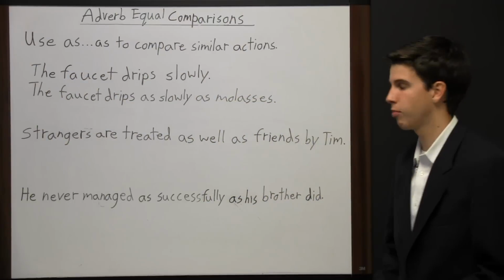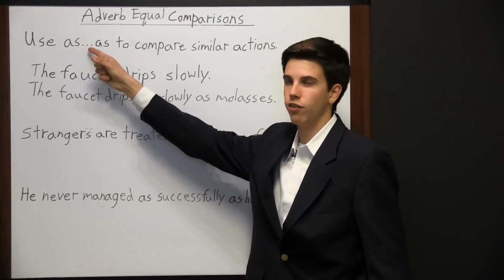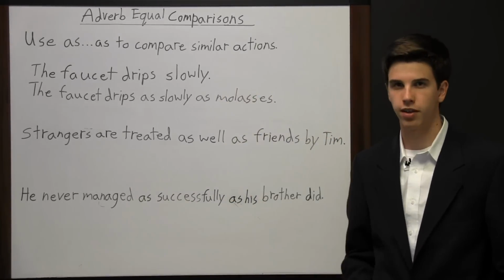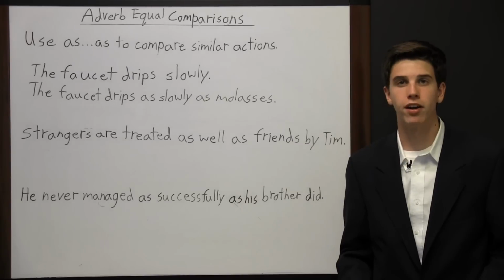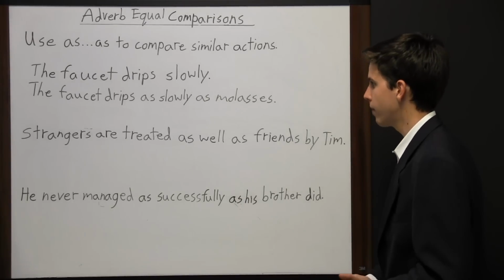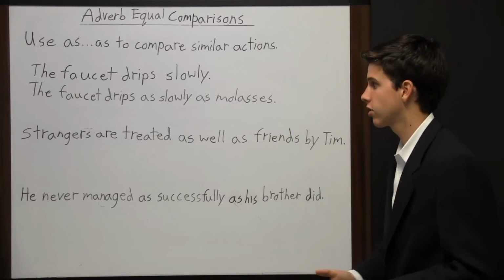To compare two similar actions, you can use the form as, insert an adverb, and then use as again. So say, for example, the faucet drips slowly. Now, you want to give your reader a better idea of how slowly the faucet actually drips. So you can compare it to the dripping of molasses, which your reader probably knows is very slow.